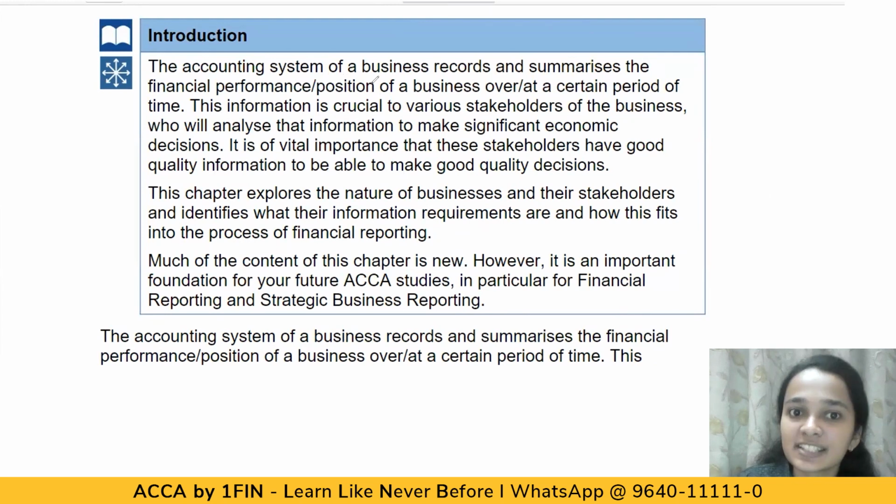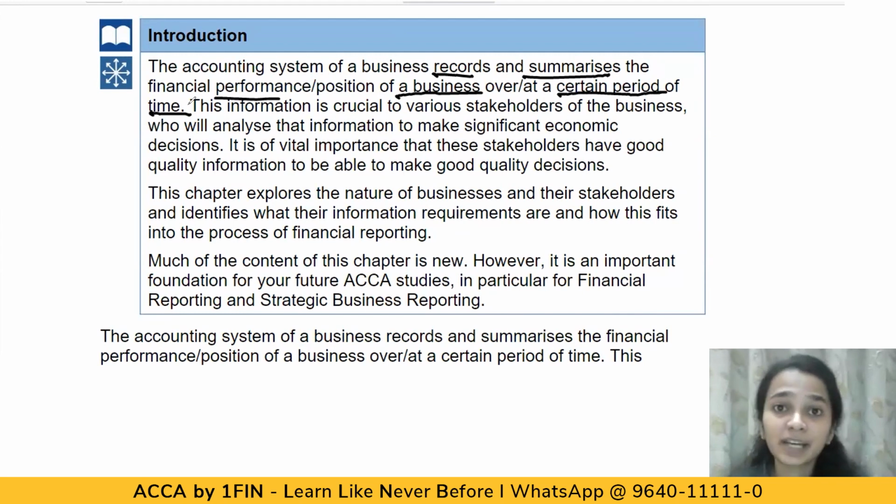So the accounting system of business records and summarizes the financial performance or position of a business over a certain period of time. A certain period of time, which means at the year end. As you all know, India follows the accounting year, which starts from 1st of April and ends on 31st of March. So that is the certain period of time during which the transactions are recorded and the financial position of a business is analyzed for that time period.